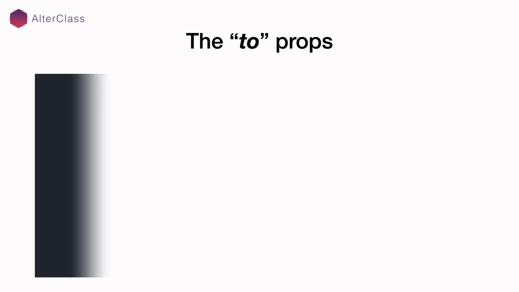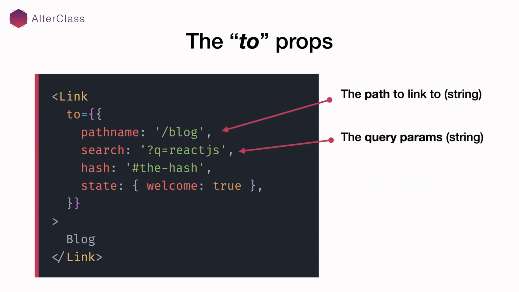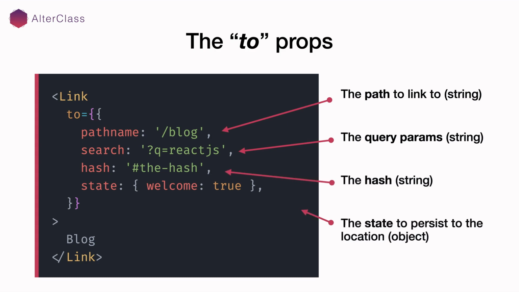properties. It can also be defined using an object with the same properties, but each has a separate key inside that object. So we have the pathname, the search, which is the query strings, and the hash. But we also have the state property, which is actually a state object we'd like to persist to the location, which could then be accessed from the corresponding route.